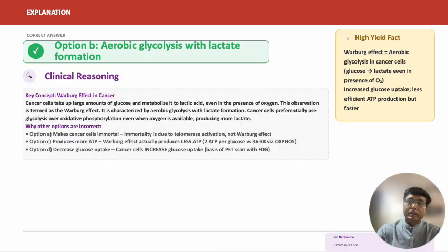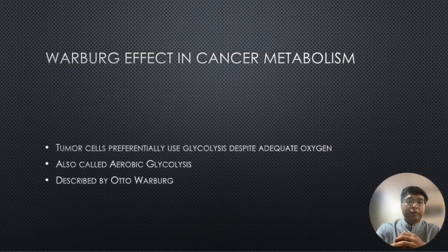So let's come to the point, the Warburg effect in cancer metabolism. Tumor cells or neoplastic cells preferentially use glycolysis despite adequate oxygen, and for this reason it is called aerobic glycolysis. This was first described by Otto Warburg, the German biochemist, as I have already said.